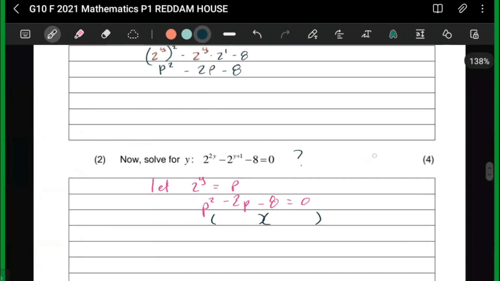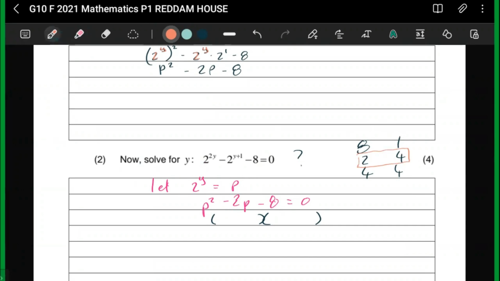Let's write them down. Factors of 8, you have 8 and 1. That does not give you a 2. You have 2 and 4. That does give you a 2. You have 4 and 4. That does not give you a 2. So only 2 and 4 work to get a 2.